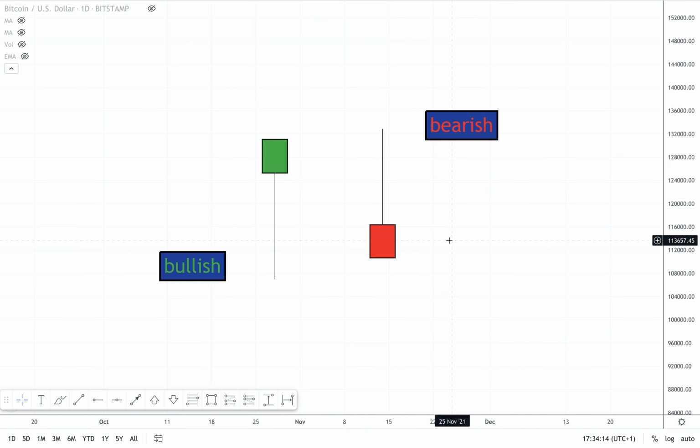This indicates to me that there are a lot of sellers at this wick area, and this wick area acts as protection in terms of the sell. So a buy trend within this wick area and a sell trend within this wick area.